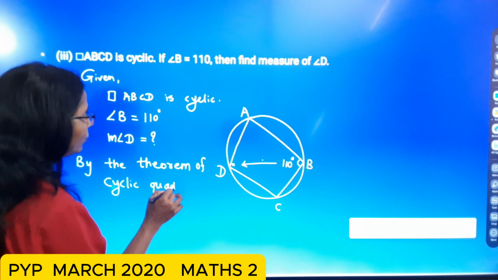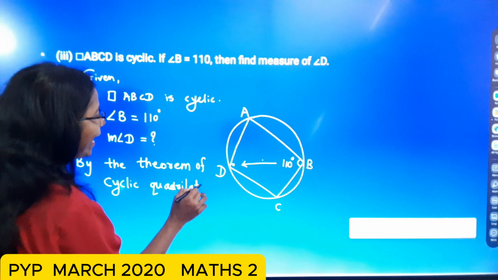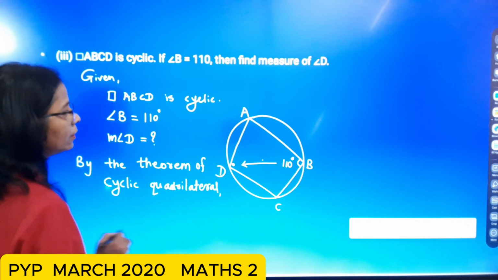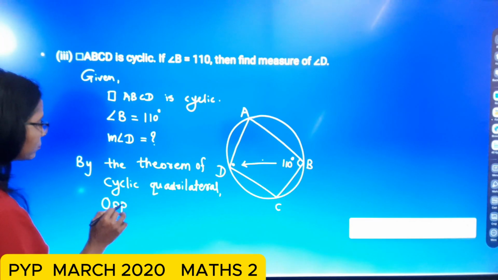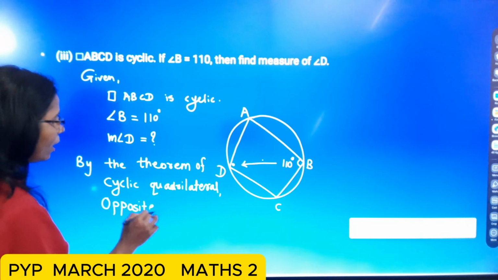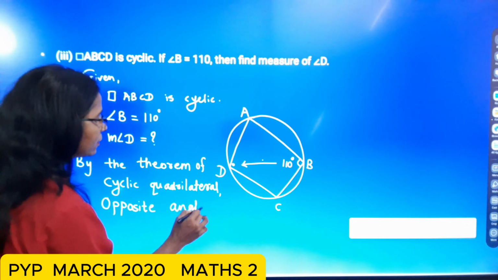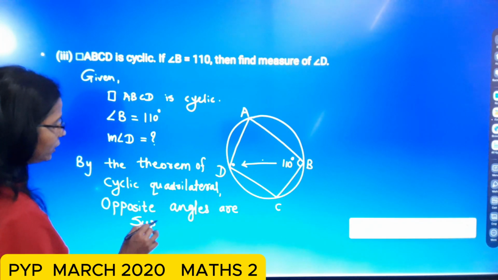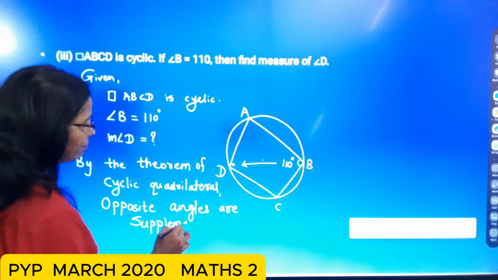Cyclic quadrilateral. That the opposite angles are supplementary. Opposite angles are supplementary.